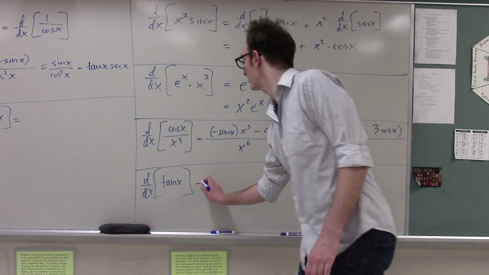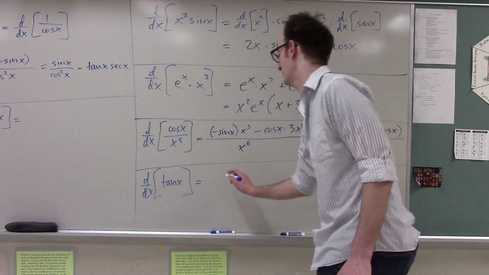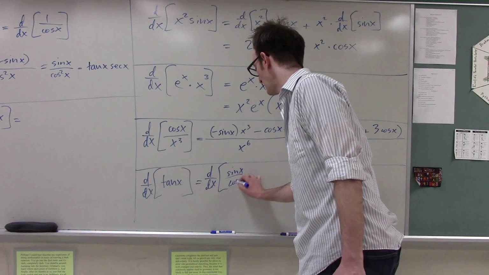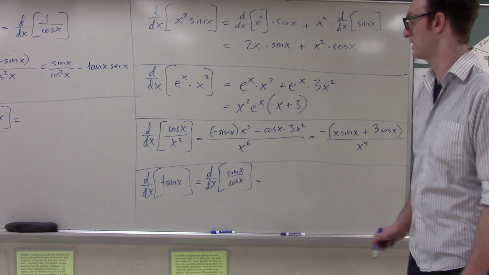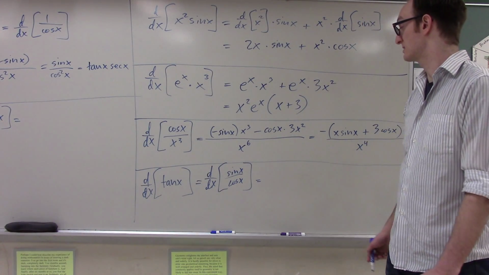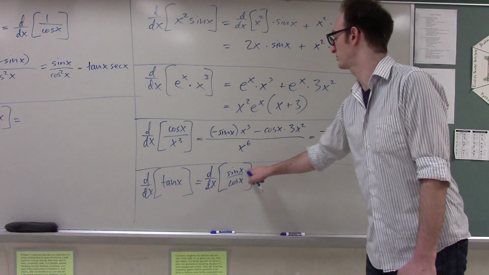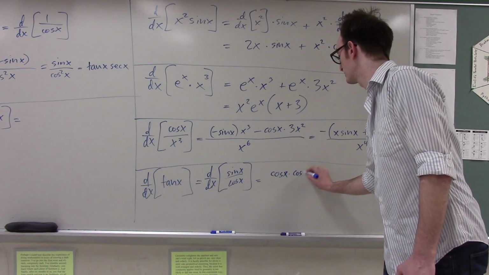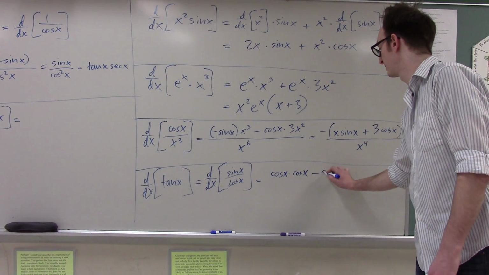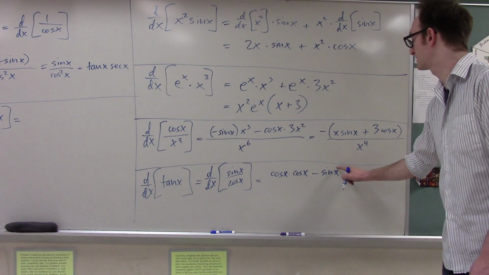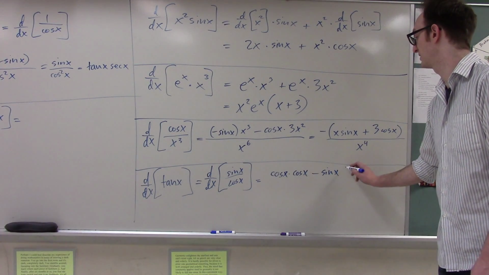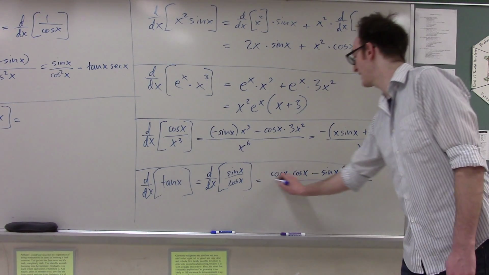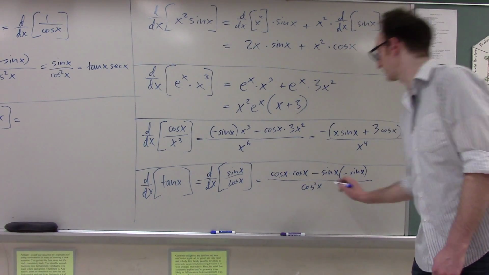Okay, how about tan? Well, of course, tan can be represented as sine over cosine. And so what is the derivative of sine over cosine? Following the quotient rule, it's the derivative of the top, which is cosine, times the bottom, so that's another cosine, minus the top, which is sine, times the derivative of the bottom. And the derivative of the bottom is negative sine. And all of that is over the bottom squared.